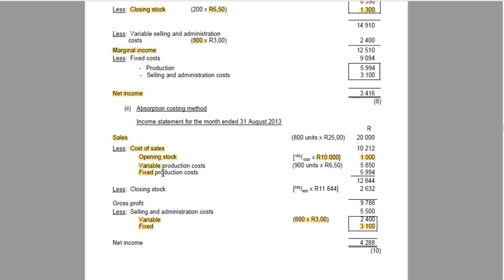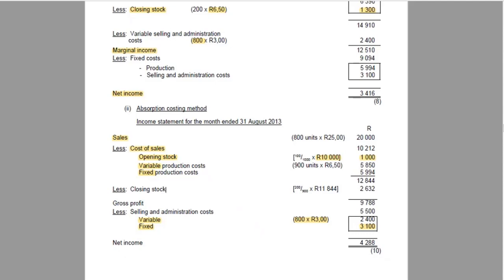Now I need to determine my fixed production cost. Fine. Did they give it to me? They did. So you put it straight in there. 5.9. Any questions thus far? Before we get to less closing stock. Straightforward, no? Then you go to less my closing stock because I got the cost available. Now I need to calculate my closing stock.